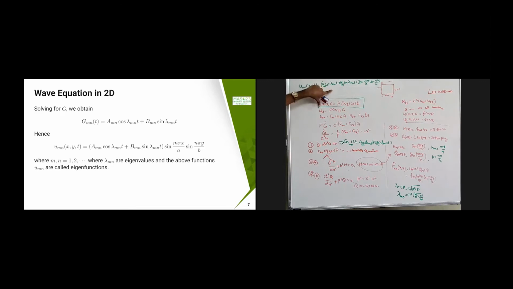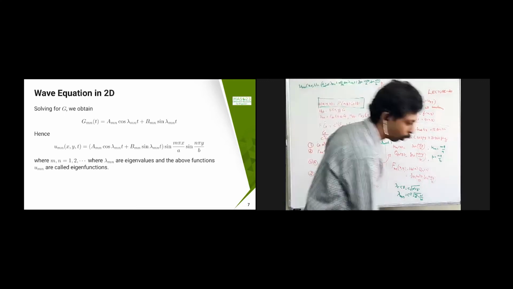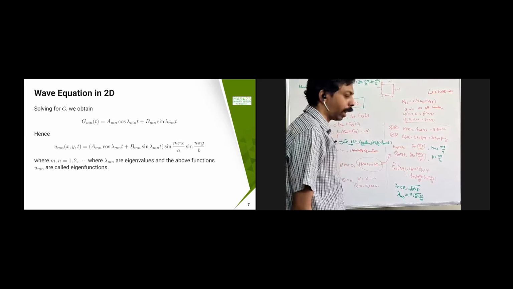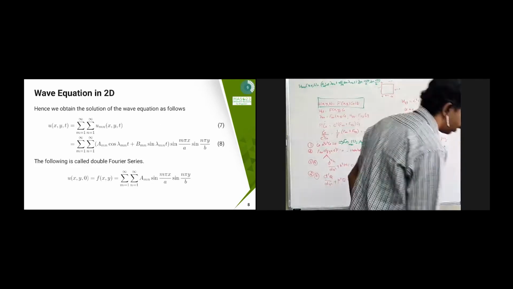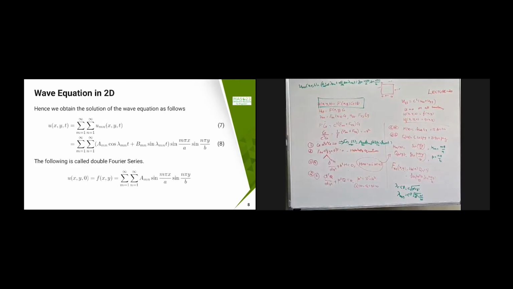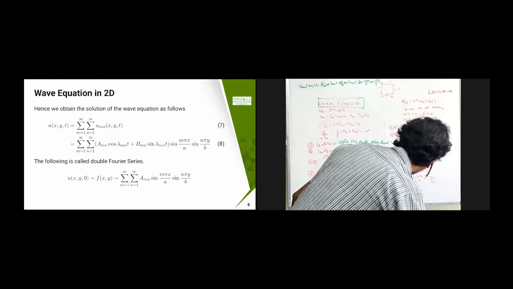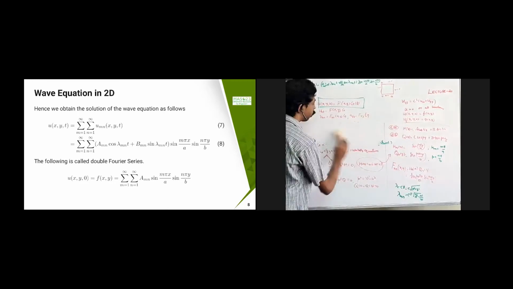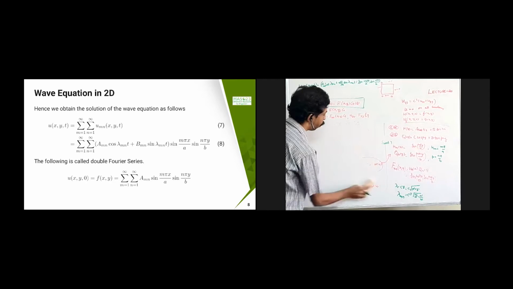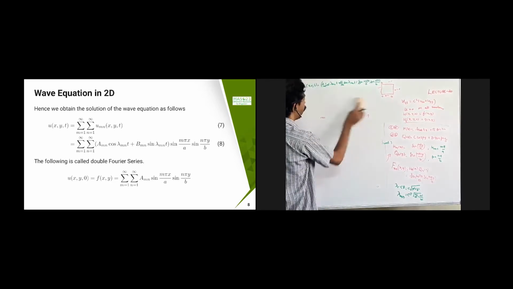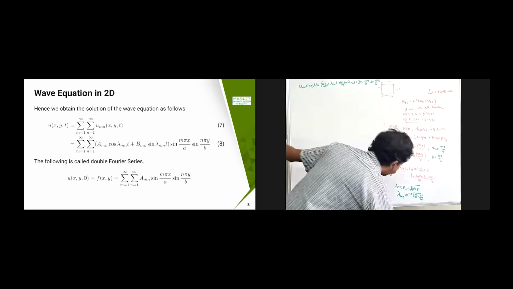For the eigenvalues lambda_mn, lambda_mn are called the eigenvalues. So once again, here you have double indices. Since you have double indices, I will erase the rest. You are going to have a double Fourier series here. Since you have double indices, you can obtain this.